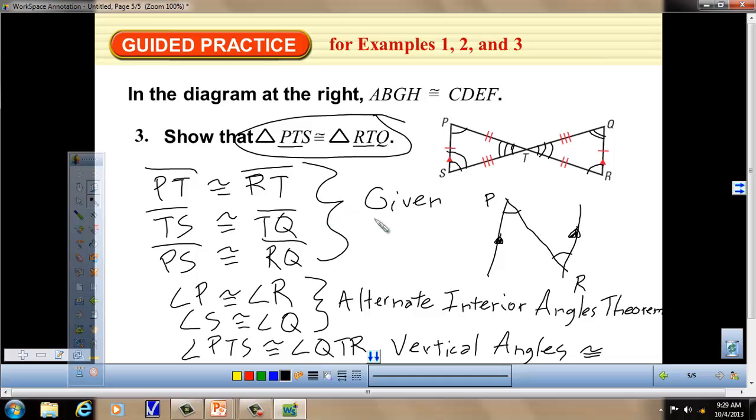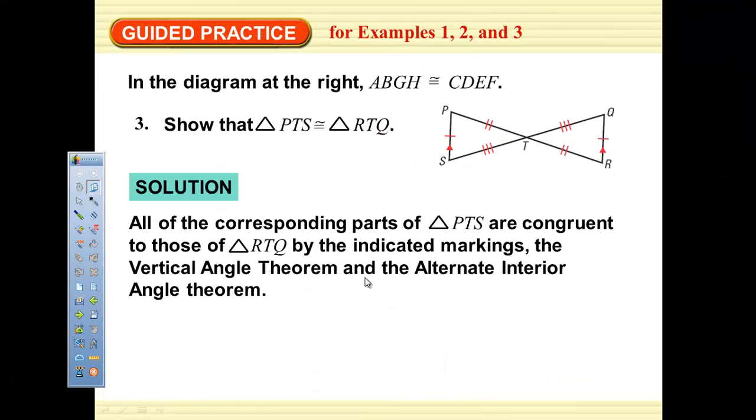In the future, this is actually a proof what we've done here. In the future, we'll only need to show certain things, and we'll learn that as we go through the chapter. So again, all the corresponding parts are congruent, so the two triangles are congruent.